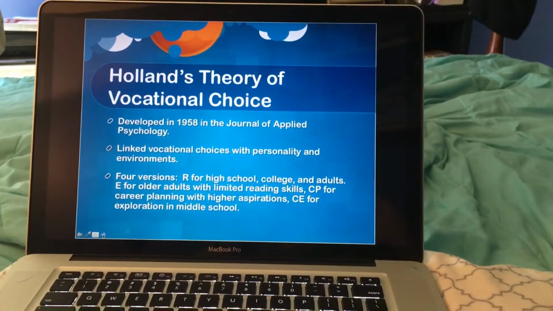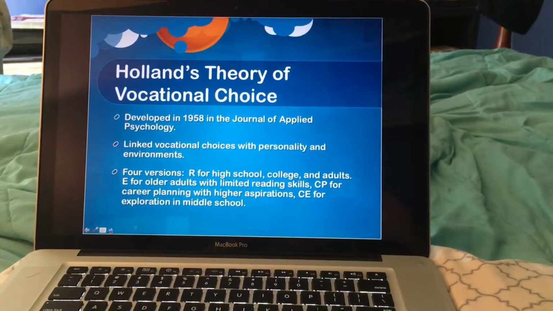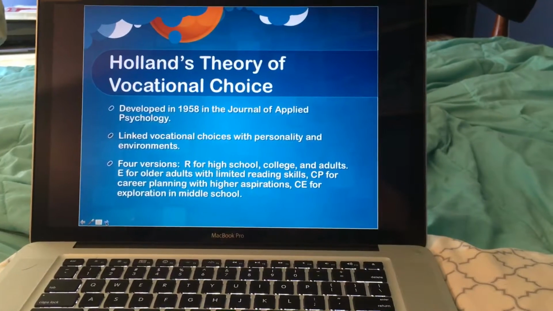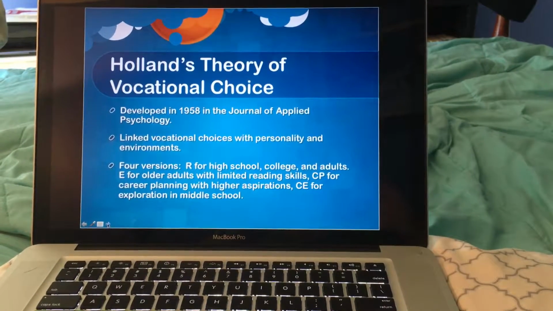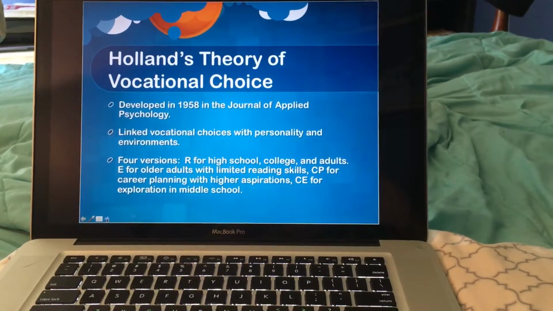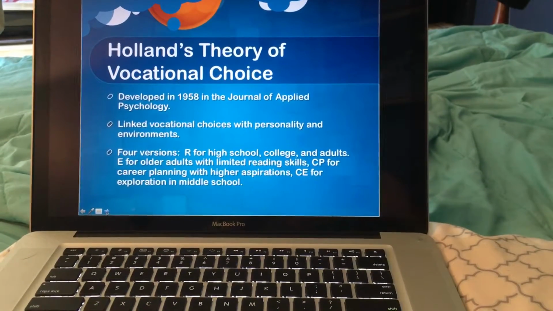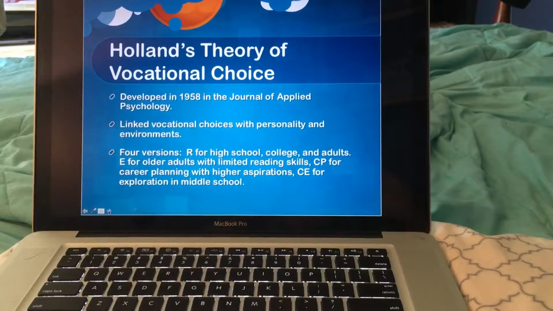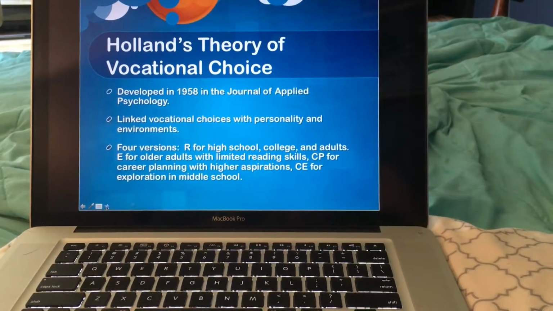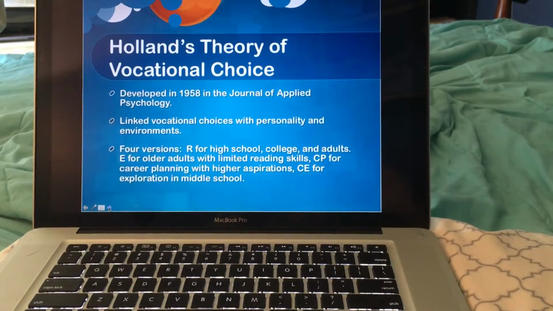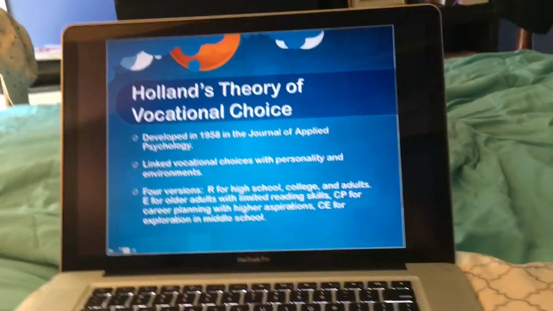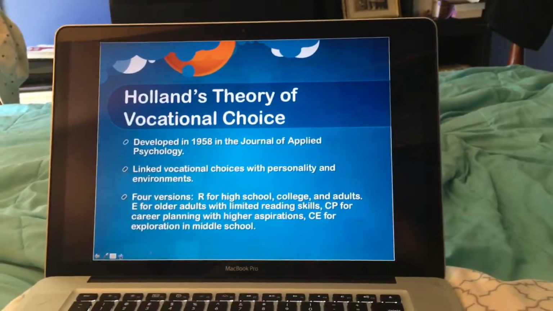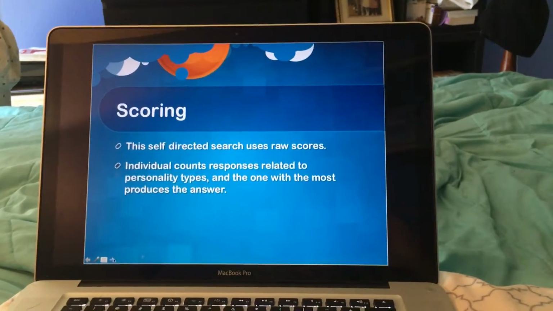There are 4 versions, as you can see on the slide here. There is R for high school and young adults, college, E for older adults, and also those with limited reading skills. CP, which stands for career planning, if you have higher aspirations in a career you're already in. And CE for exploration in middle school. So basically you're just learning all about careers at that point.